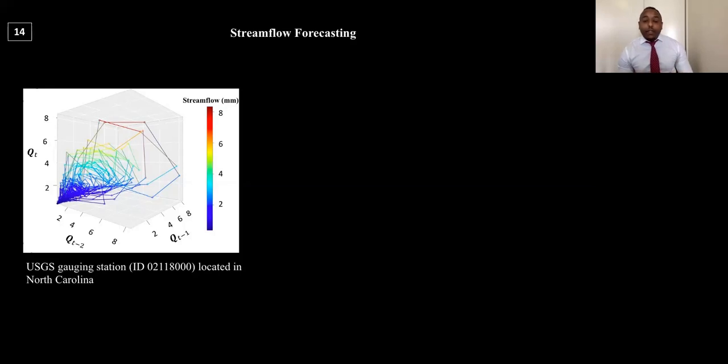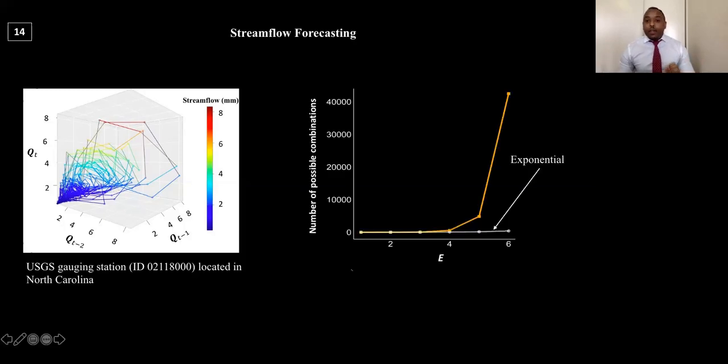For example, if you have four predictors, and keep in mind that each of these predictors can be used at a different lag time, then the number of possible combinations to construct these attractors is enormous. And if you do the math, you will find out that for an embedding dimension of 6, there are about 40,000 different possible combinations. So this is a very large search space.